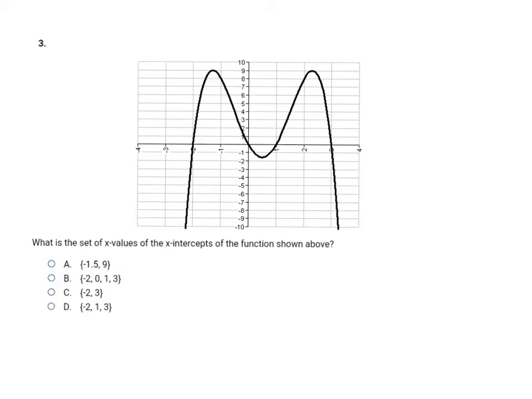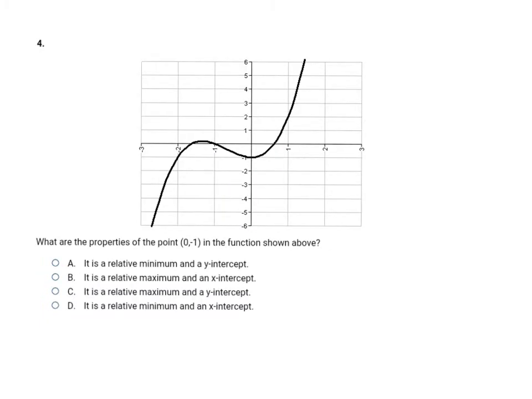Here it wants to know what are the x values of the x-intercepts. My x-intercepts are where it crosses the x-axis, in the blue dots here. And I'm just going to look at what my x values are there. So I have negative 2, 0, 1, and 3. That's going to be my answer, which is choice B. So here it gives me the point 0, negative 1.